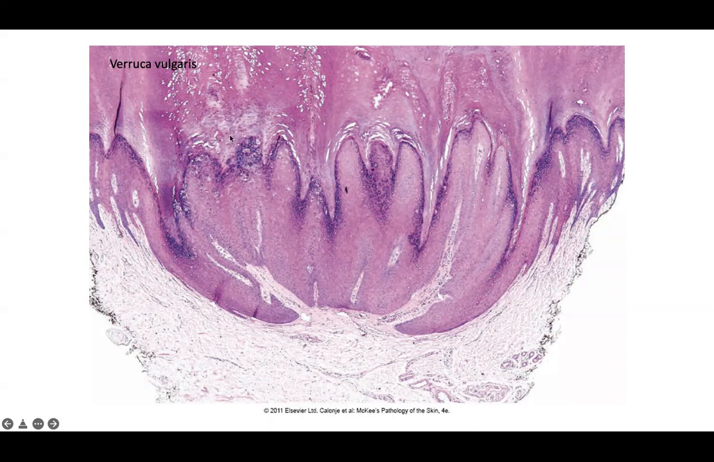And if you notice at the tips, right where you have that transition from granular layer to the keratotic layer, the stratum corneum, you have a concentration of cells that have a clearing of the cytoplasm and some punctate basophilic granules per se. And then you have these towers of parakeratosis and some areas of intracorneal hemorrhage as well. So this is a classic verruca.